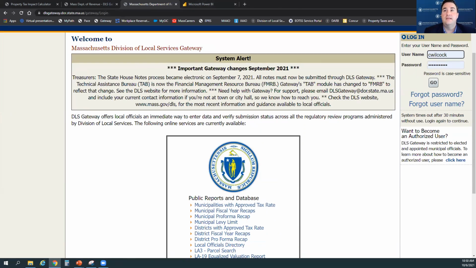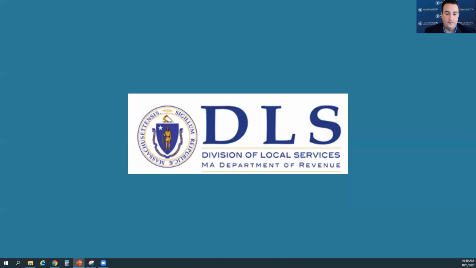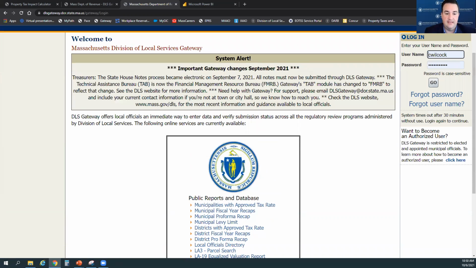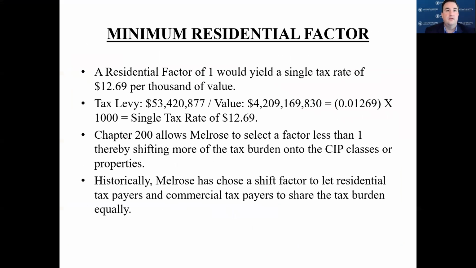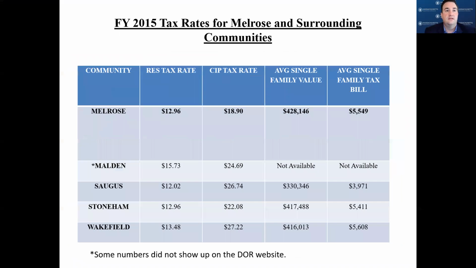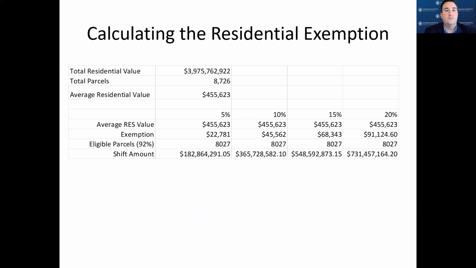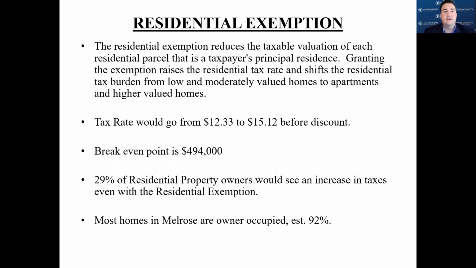Okay, so we did have a question about residential exemptions, and when I was an assessor, that was something that was very hard to explain in a 30-second soundbite. So what I put together for this presentation was a few different slides. So just a basic slide of what is a residential exemption, maybe some different extremes as far as this community.